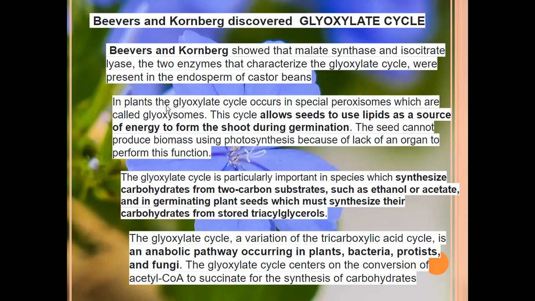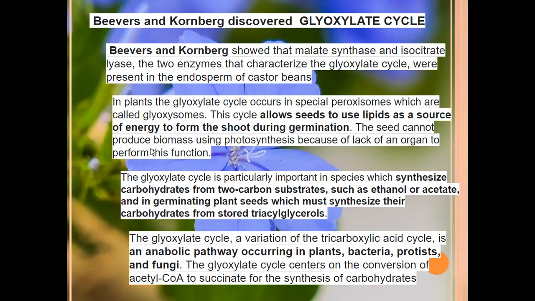In plants, the glyoxylate cycle occurs in special peroxisomes, which are called glyoxysomes. This cycle allows the seed to use lipid as a source of energy to form the shoot during germination.